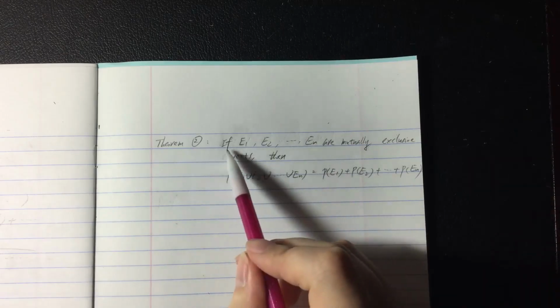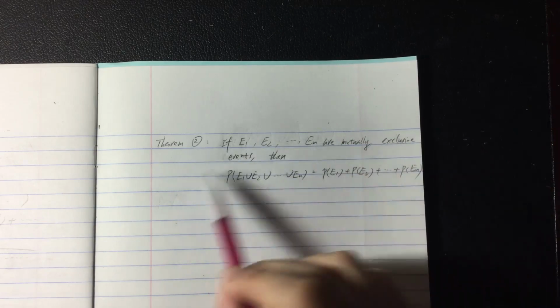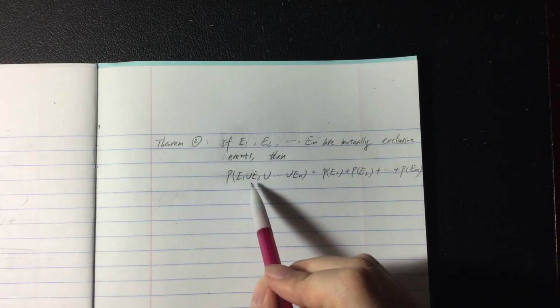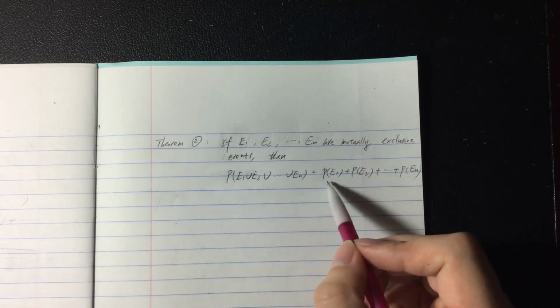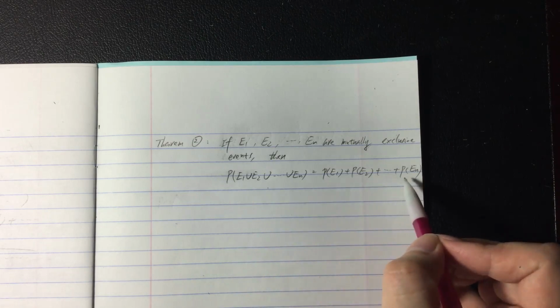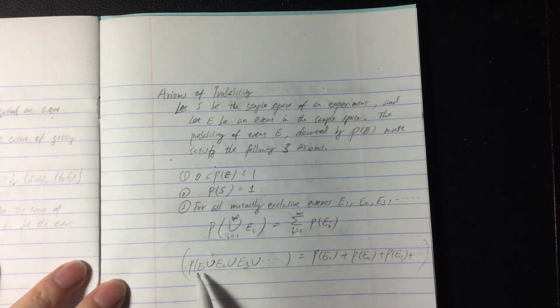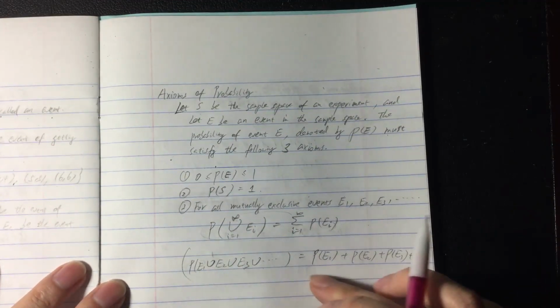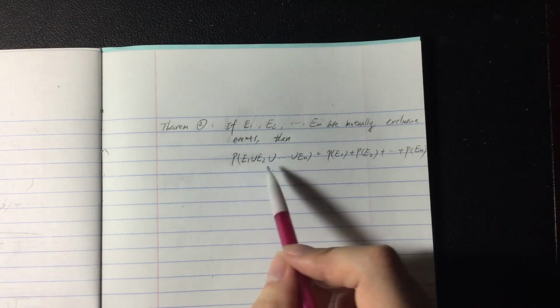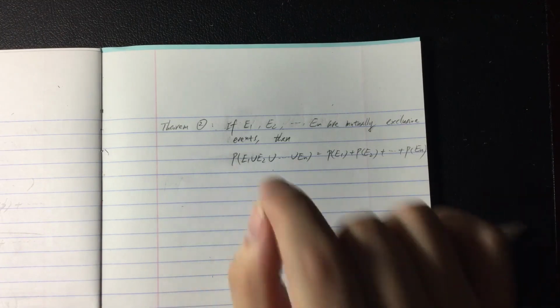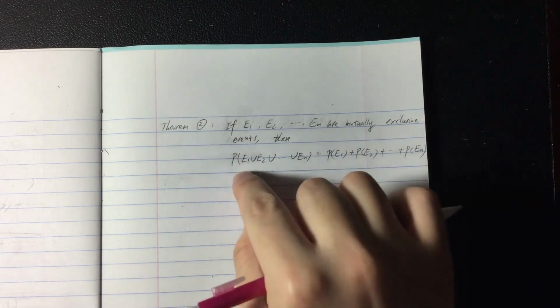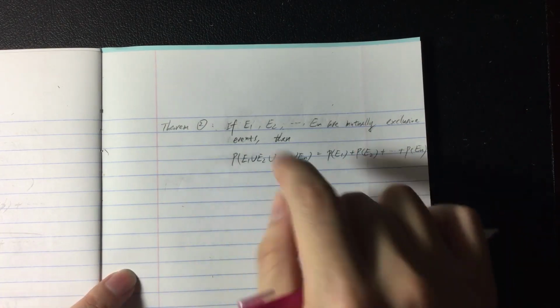Next theorem: if E1, E2, En are mutually exclusive events, then probability of E1 union E2 union En is probability of E1 plus probability of E2 plus probability of En. This looks very similar to axiom 3. Axiom 3 says probability of the union of infinitely many events is the sum of the probability of each event. And this theorem says probability of the union of finitely many mutually exclusive events is the sum of probability of each event. So the only difference is in axiom 3 there are infinitely many events. In this theorem 2 there are finitely many events. So we try to use axiom 3 to prove this theorem.